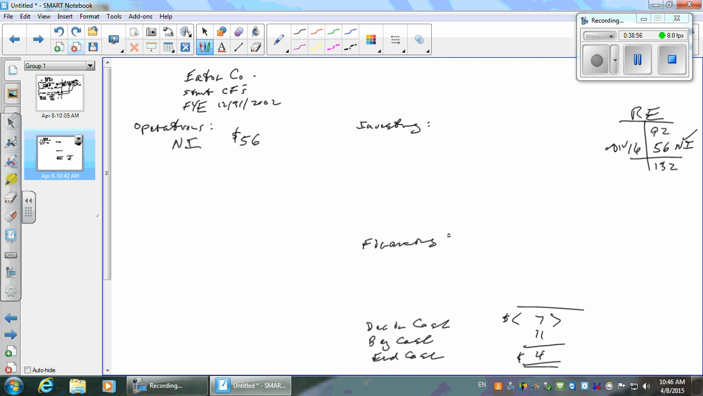Financing. Dividends. You could say dividends paid because they said they paid them. It only has to be declared, though. Okay? Ta-da. It's that simple. So now you can check off retained earnings. Okay? Put a check mark next to retained earnings.